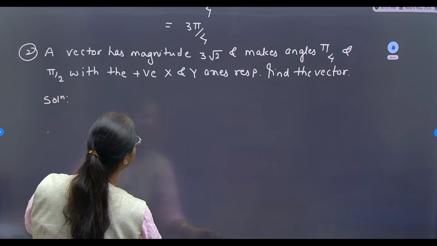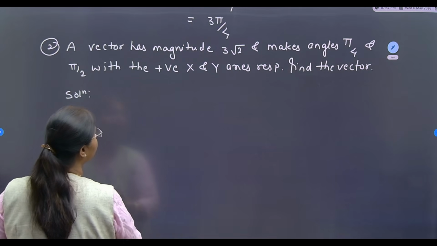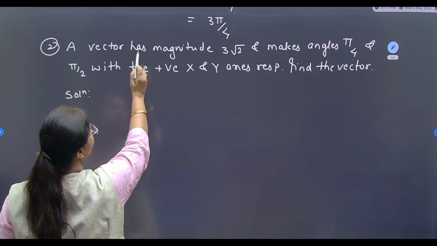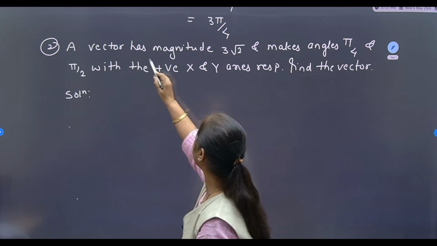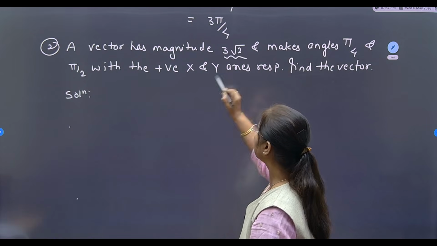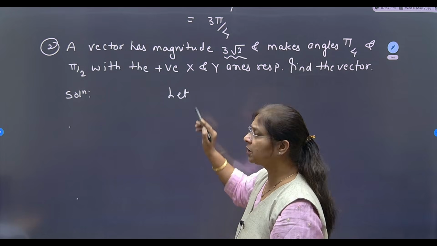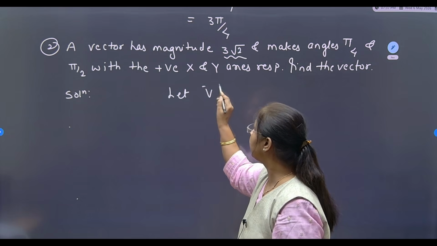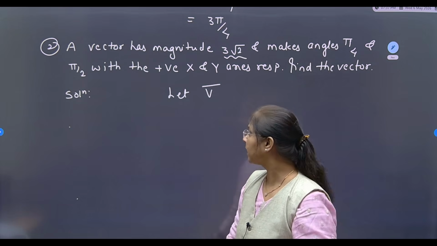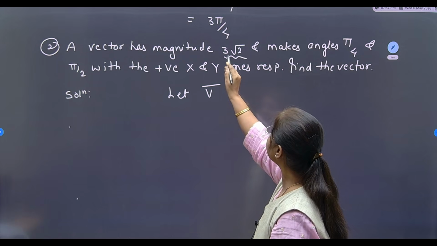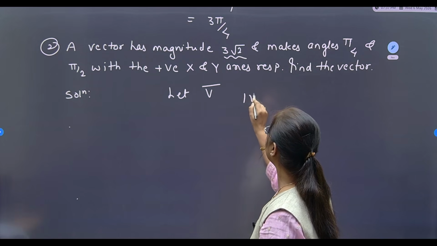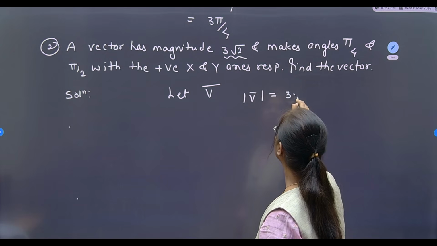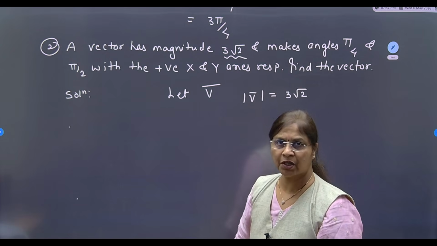Here our steps are: a vector has magnitude, so the magnitude of the required vector is given. A vector has magnitude 3 root 2. Step number 1, our supposition: let the required vector be V bar. Then its magnitude is given, that is, the magnitude of V bar is equal to 3 root 2. This is the first given thing.